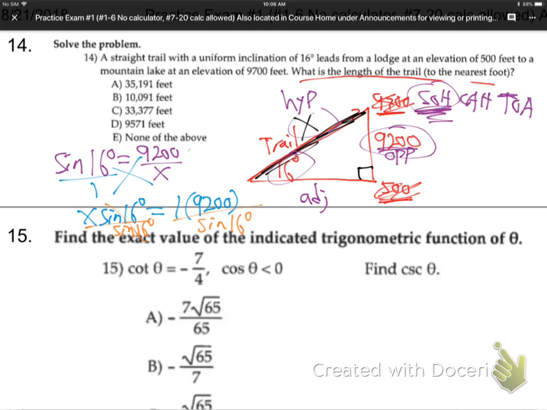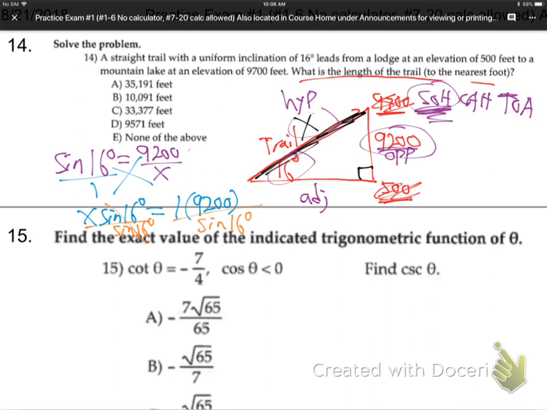Use your calculator now. What mode do you have to be in? Now you have to go back to degree mode. So be really careful with that in your calculator. Be paying attention as you take the practice exam, and make sure you're getting good at remembering to change back to the modes. This is degree mode because this is a degree angle, 16 degrees, right? And 9,200 divided by sine of 16.